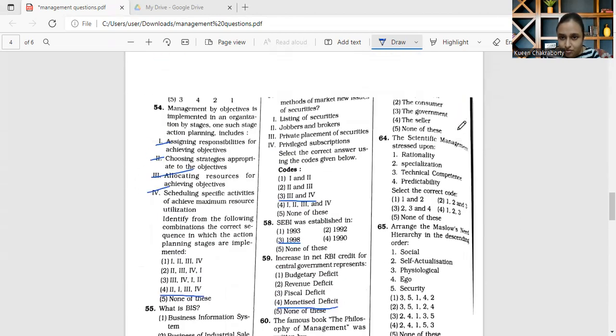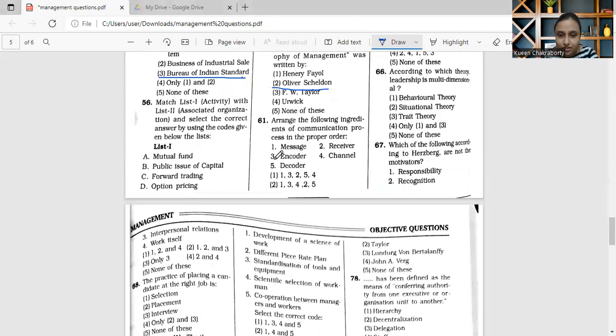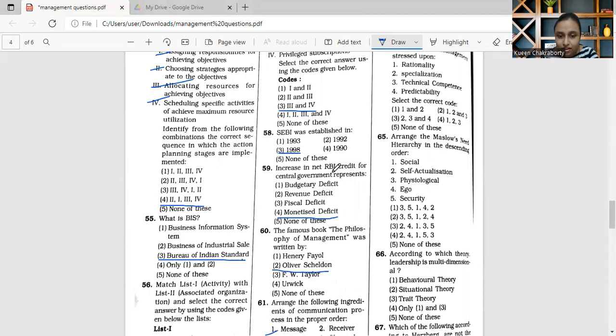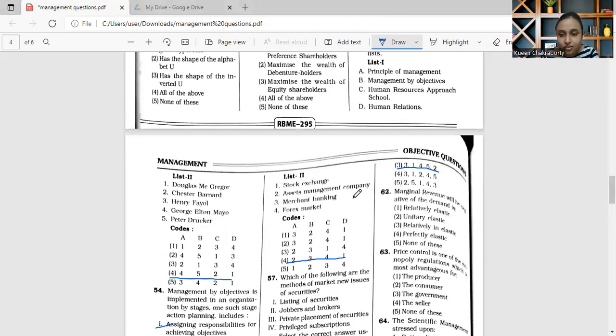I think it will be option number 3, which is 3, 1, 4, 5, and 2. So encoder, message, and it is passed to the channel, which is also called the medium. Next we have the decoder, and then the receiver who receives the message. So option number 3 is the correct answer. It's a cyclic process, so that's the process of communication.